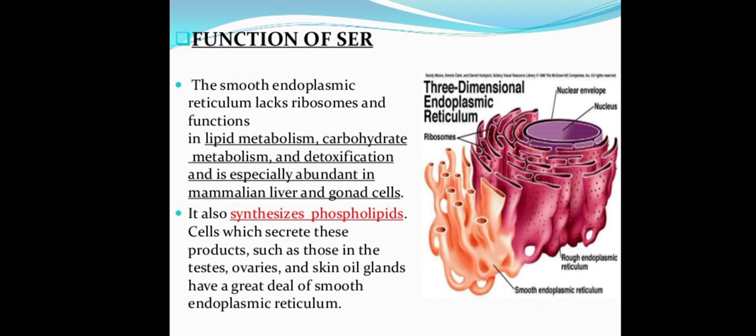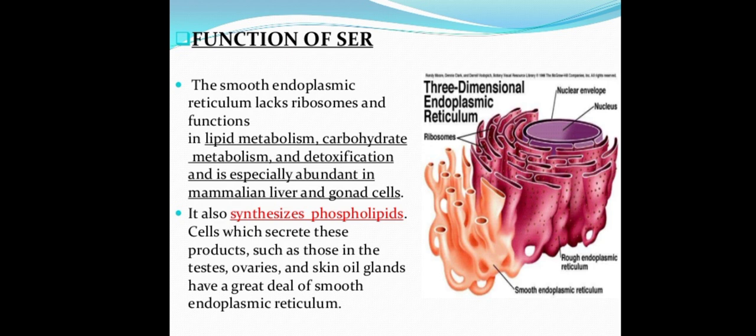The next one is the synthesis of cholesterol and steroid hormones. Endoplasmic reticulum is the major site for the synthesis of cholesterol and steroid hormones. In the testes, ovary and adrenal cortex, the smooth endoplasmic reticulum plays the major role in the synthesis of steroid hormones. The next one is lipid synthesis. Endoplasmic reticulum synthesizes triglycerides and phospholipids. It also stores the lipids.